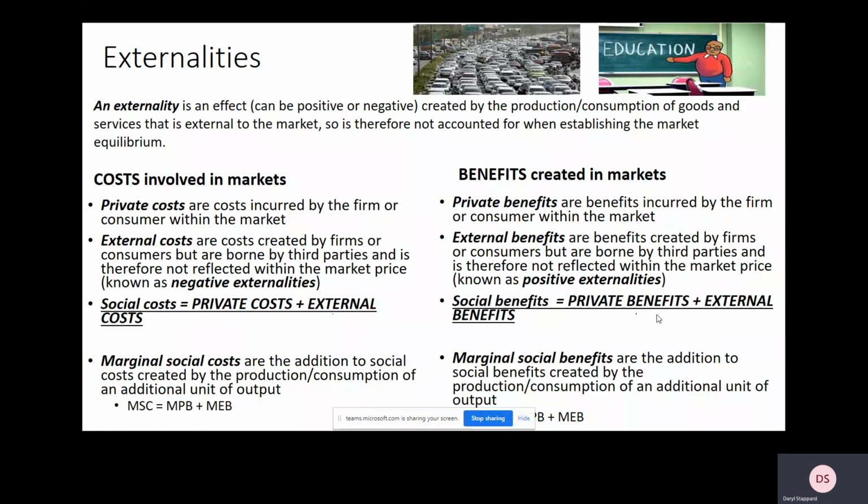The only other thing to add in from this slide, though, is something that we call marginal. We've got here at the bottom marginal social costs and marginal social benefits. Now remember, the word marginal means additional in economics. So when we produce or consume additional units of output, it will create marginal social costs, in other words, additional social costs, but it will also create additional social benefits.